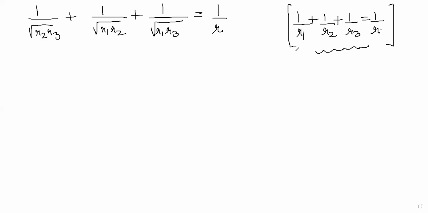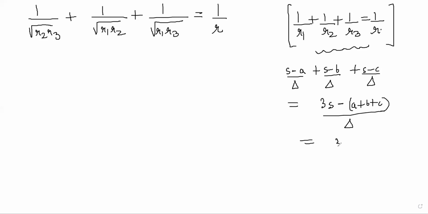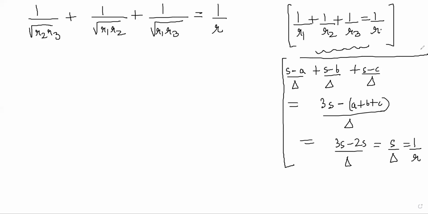It can be verified that it is true very easily, because 1 by r1 will be s minus a by del, plus s minus b by del, plus s minus c by del. And if you add all of them, this becomes 3s minus a plus b plus c, which is equal to 2s. So 3s minus 2s by del, which is equal to s by del, which is equal to 1 by r. So that we have quickly proved here, right? So this is fine. So this identity is there. So why not convert 1 by r and write it like that?